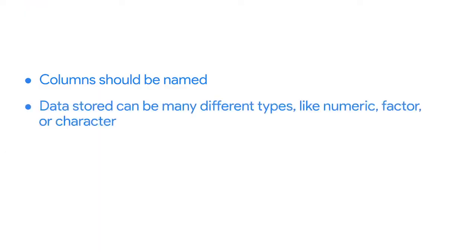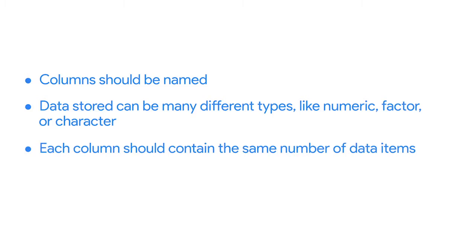Next, it's important to know that the data stored in your data frame can be many different types, like numeric, factor, or character. Often, data frames contain dates, timestamps, and logical vectors. Finally, each column should contain the same number of data items, even if some of those data items are missing. Data frames are foundational. Now, let's talk about tibbles.